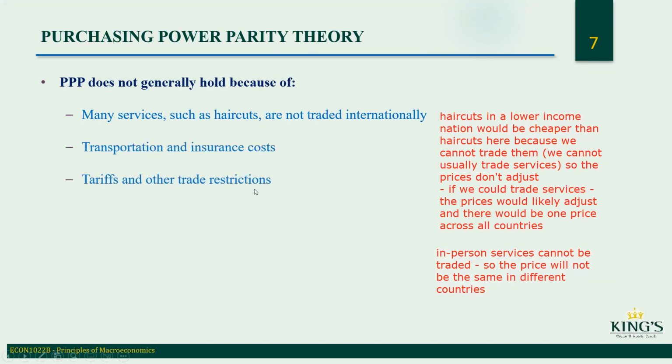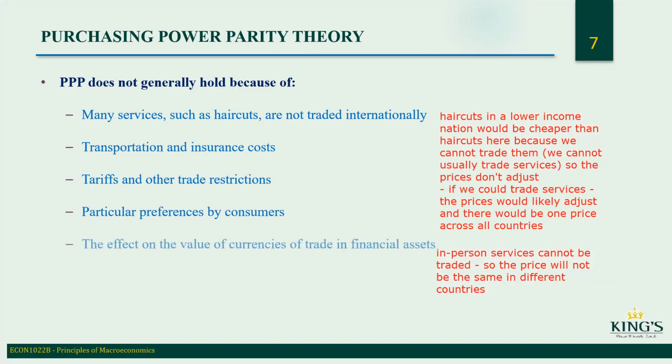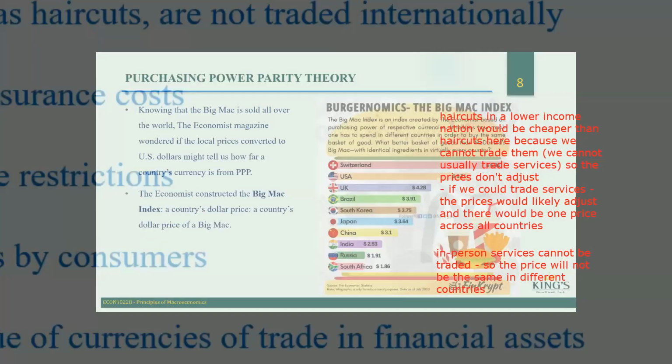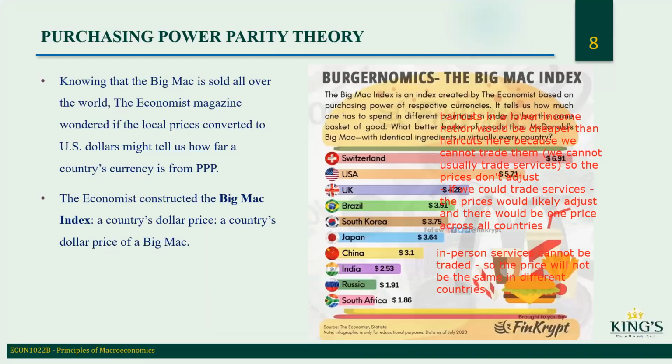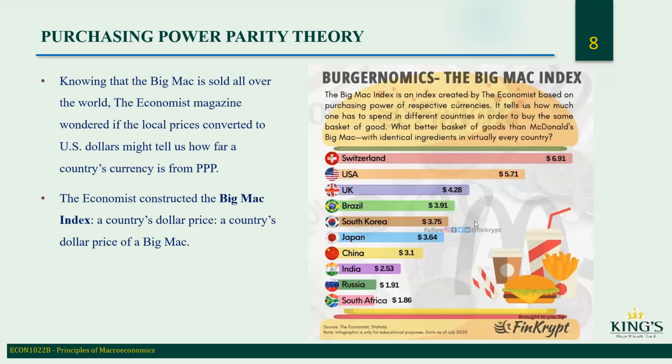Transportation insurance costs, tariffs and other trade restrictions, particular preferences by consumers, the effect of the value of currencies on trade and financial assets. So, purchasing power parity theory. Knowing the Big Mac is sold all over the world, The Economist magazine wondered if local prices converted to US dollars might tell us how far a country's currency is from PPP.